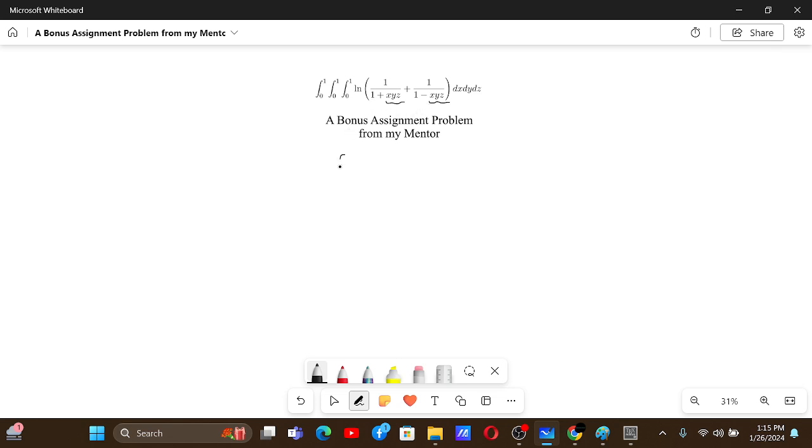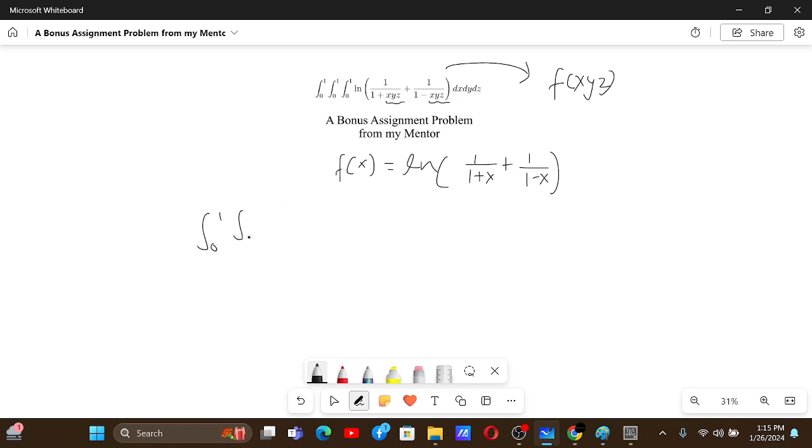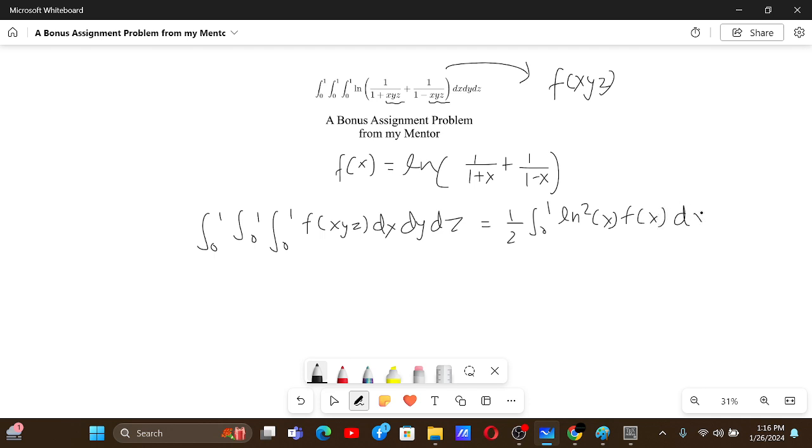So basically if f of x is ln of 1 by 1 plus x plus 1 by 1 minus x, the function over here is just f of xyz. And the interesting thing is now the integral from 0 to 1, integral from 0 to 1, integral from 0 to 1 of f of xyz dx dy dz is actually equal to 1 by 2 integral from 0 to 1 of ln square x f of x dx. And this property will be really helpful for us in solving this problem.